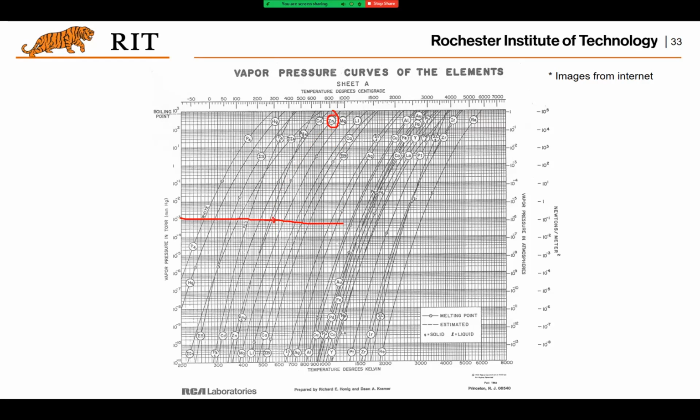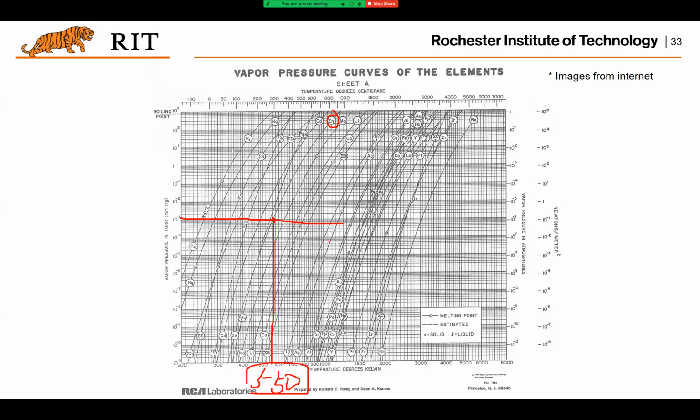And what is the temperature in this case? I would say it's kind of in between 500 and 600. Let's see, 550, right? So basically that indicates under such a vapor pressure, the vaporization point for this element is 550.